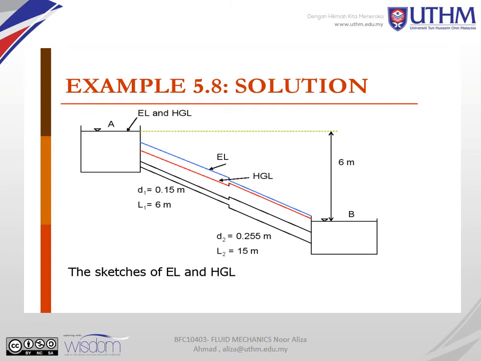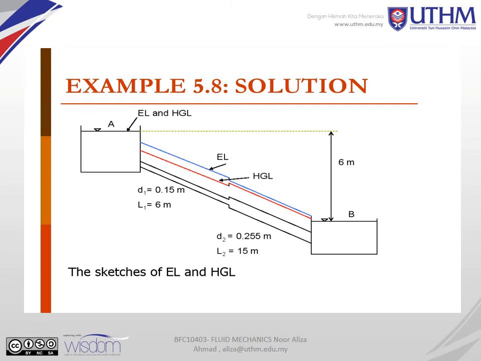So after you get the value, because the question asks you to sketch or draw the EL and the HGL, you just draw the EL line and the HGL. Between the two reservoirs and the different pipes, there is an expansion from the small to the bigger pipe, so the EL is dropped at this pipe and the HGL is increased at this pipe. Okay, so that's all for the sketches of EL and HGL.